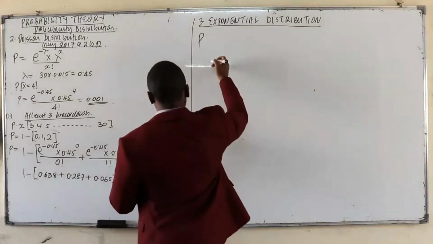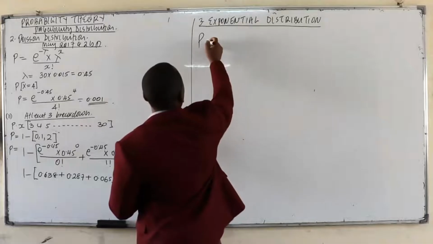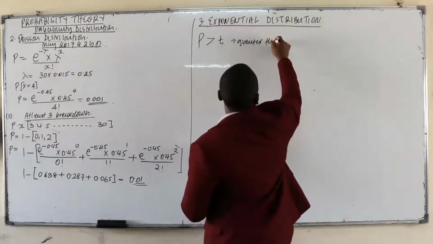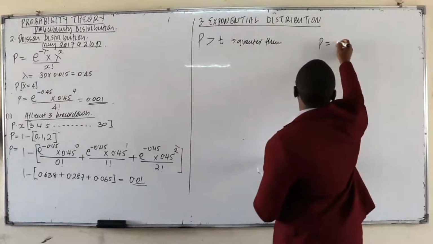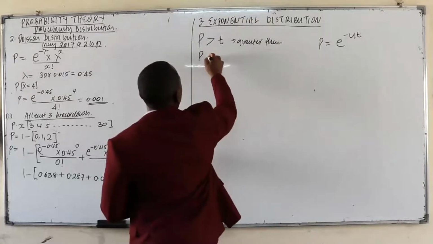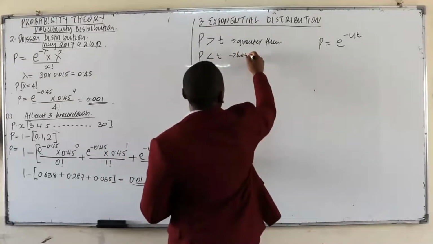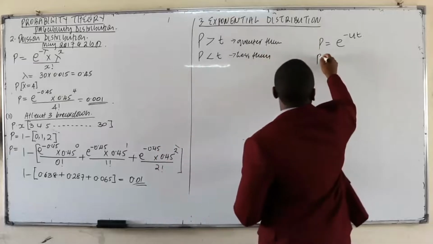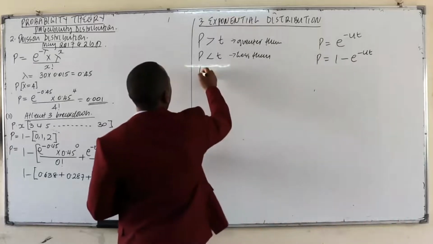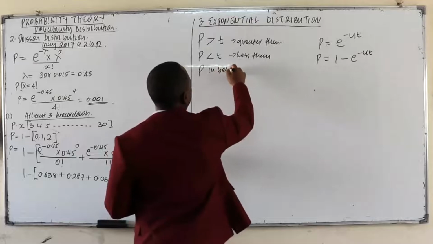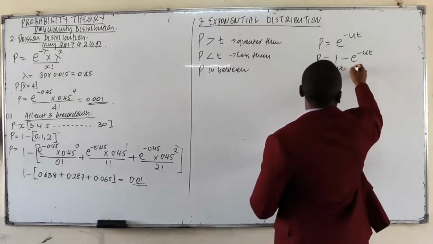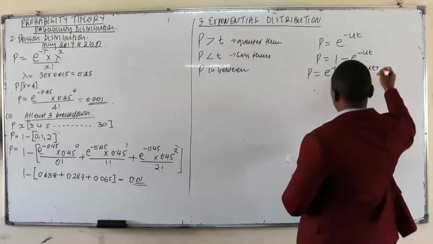It's computed as follows. To get the probability of T greater than, this means greater than, the probability will be equal to e^(-UT). Probability of being less than is 1 minus e^(-UT). Probability of being in between is e^(-UT1) minus e^(-UT2).